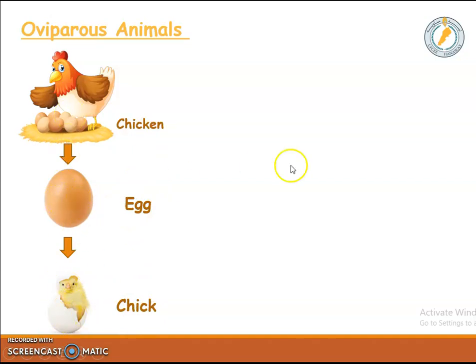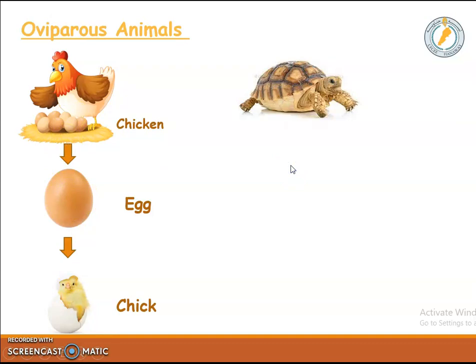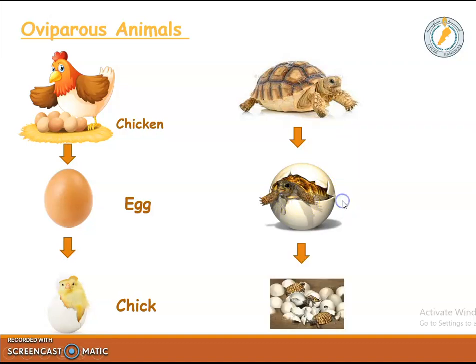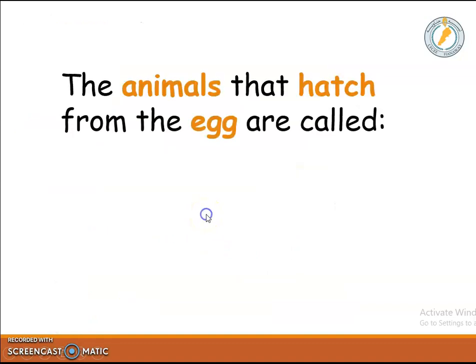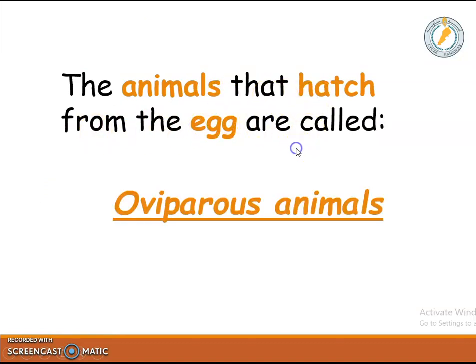Here we have the egg. Another example here we have the turtle, a mother turtle. It lays eggs and the eggs hatch later on to give us baby turtles. See, mother turtle, egg, and baby turtles. So these animals hatch from the eggs. Let's read together. The animals that hatch from the egg are called oviparous animals. So oviparous animals are those animals that hatch from the egg. So this is about viviparous and oviparous animals.